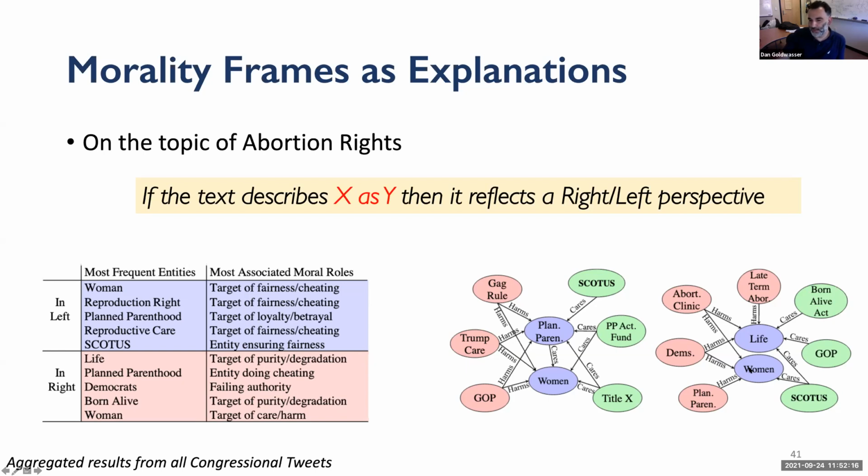On the right, there's, of course, an opposite picture. Democrats harm life, they harm women. Planned Parenthood harms women. The Supreme Court cares for women. So they are not contradictory, at least here. And the Supreme Court cares for life. I'm guessing that the specific justices the statements were extracted from were different on the left and on the right. Okay, so this provides us with a really convenient and powerful way to create explanations for the opinions that people hold, based on moral foundation theory extended to capture moral sentiment applied to different targets.